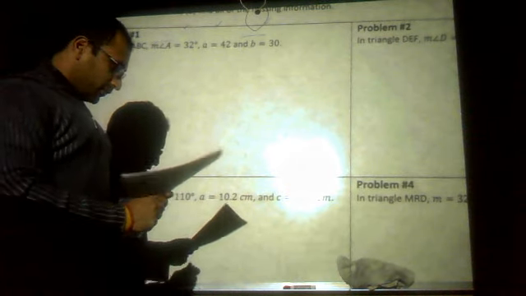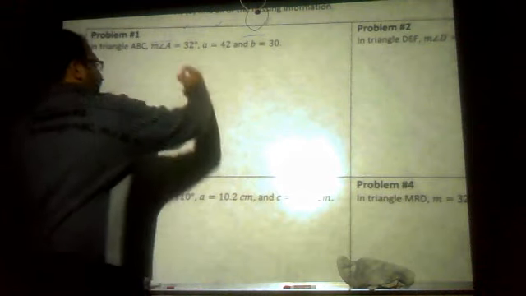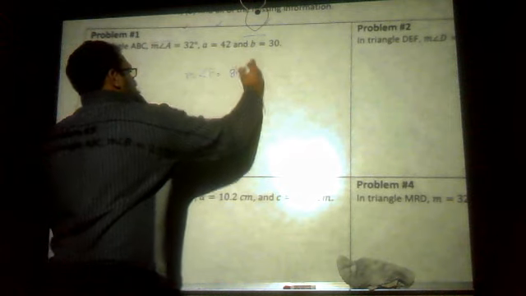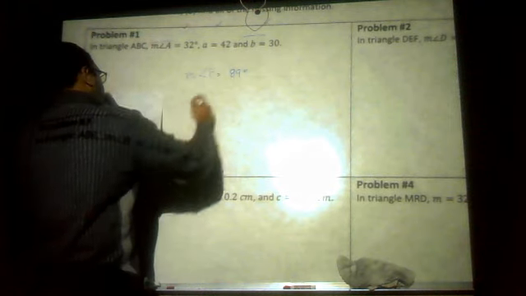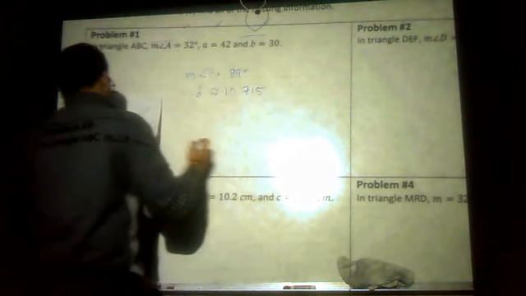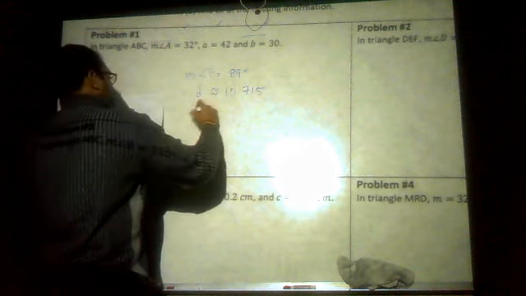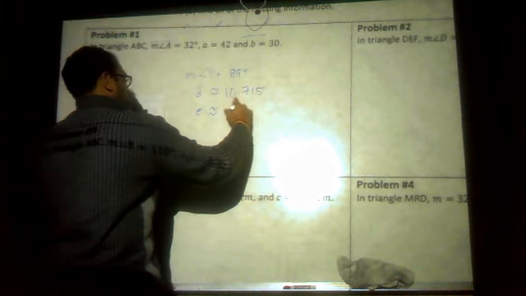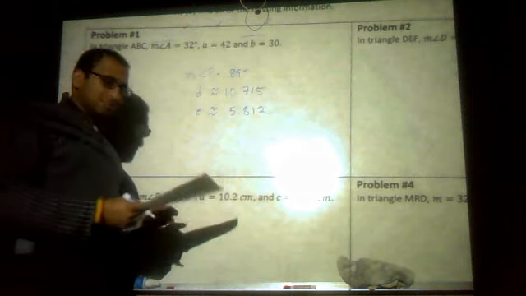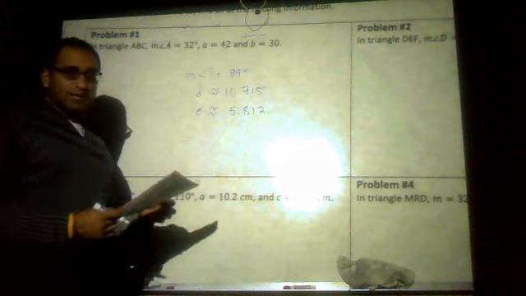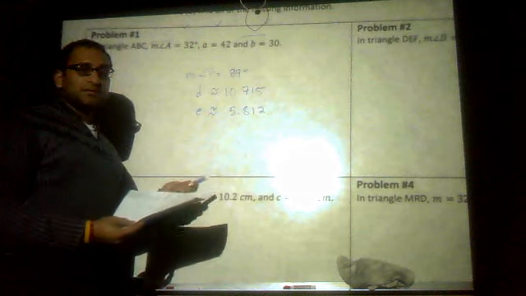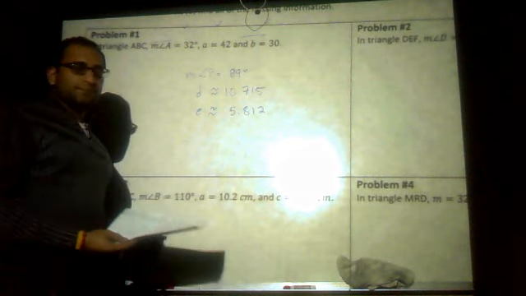So, number 2, the measure of angle F is equal to 89 degrees. Side D was approximately 10.715, and side E was approximately 5.812. You're going to do the same thing. You're going to use the law of sines. Because we have a side and its corresponding angle, we can figure out the rest of the angles, and we can figure out the other missing sides, using the law of sines.